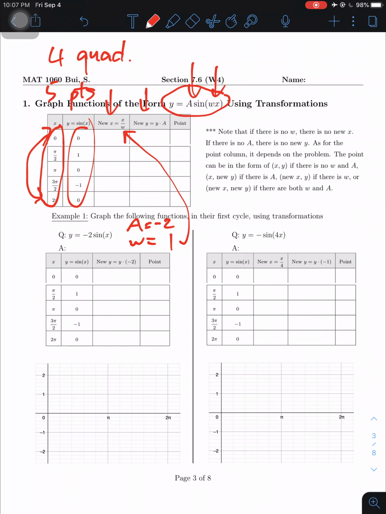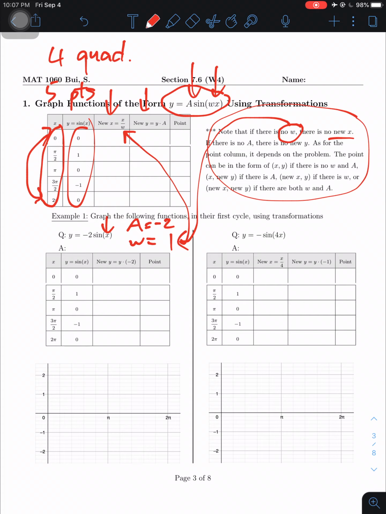Okay, so then if you read my notes in here, I make a quick note. So if there's no w, there's no new x. Okay, in this case, what do I mean by no w? I mean in the case of w equals 1, if you want to consider it that way, or if you want to see it as there's no number in front of x, visibly, then there's no w, right? Then there's no new x.